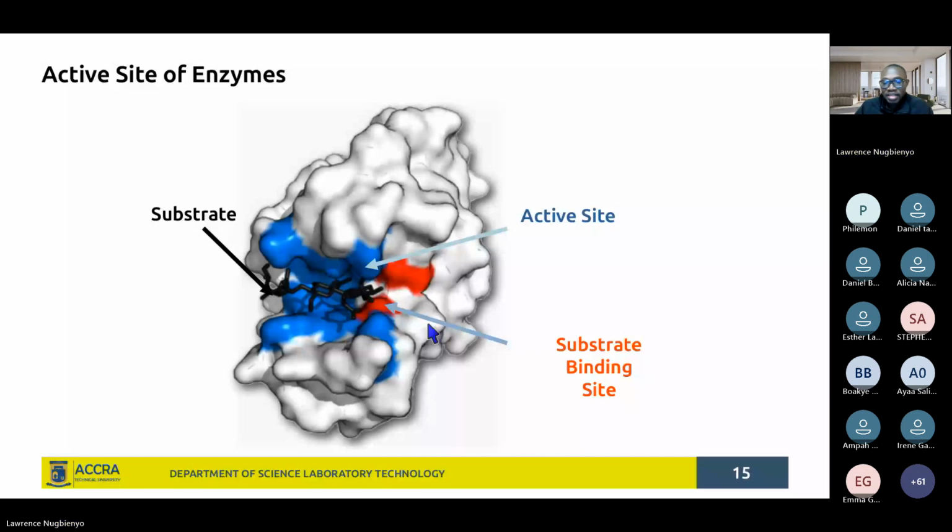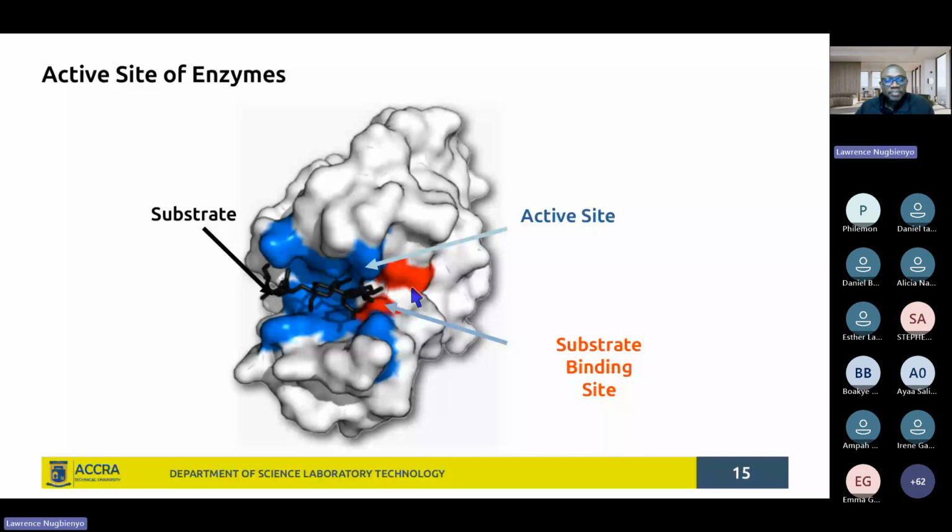And it is on these particular amino acids that you have the binding of the substrate. So the substrate will be interacting with some specific amino acids in the active site. That's what we are referring to as the substrate binding site.